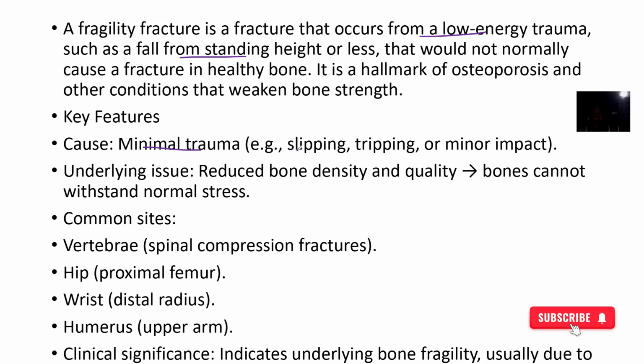Okay, so underlying issues, so reduced bone density and quality. All right, common sites occur in the vertebrae, in the hip, in the wrist, in the humerus.